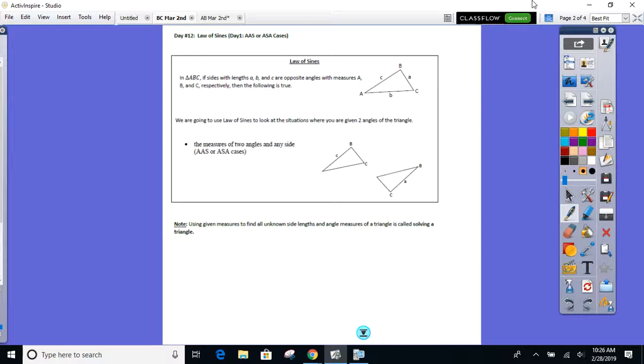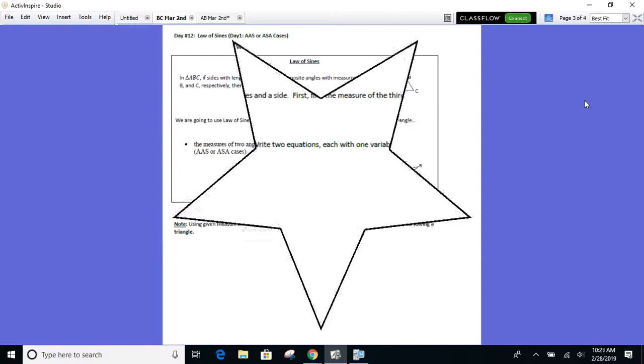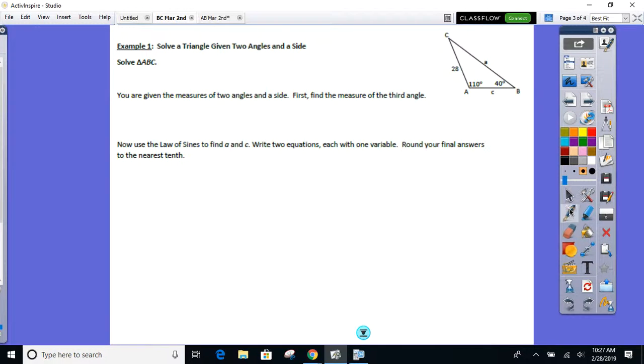You already have example 1 up there. Look at that. Solve triangle ABC. What have we talked about? Solve it. What am I asking for at the end? Whatever's missing. Whatever angle's missing, whatever side's missing. So you look at this triangle right here.